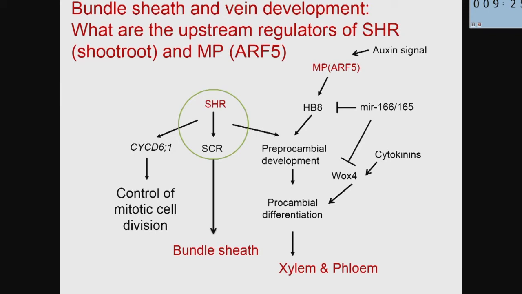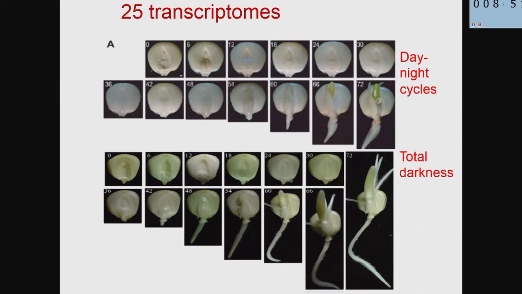So we want to take this, and also here is the vascular development, and we know auxin is the most important plant hormone. It initiates cell division. ARF is auxin response factor, and here it's MP. And here HB8 is also important. It's a homeodomain gene, okay, a homeobox gene.